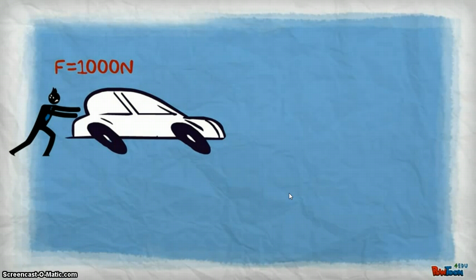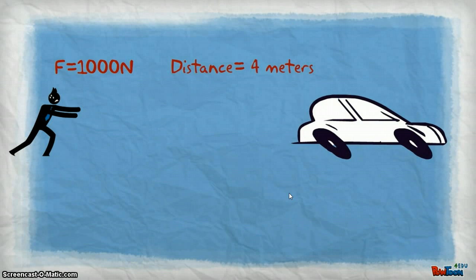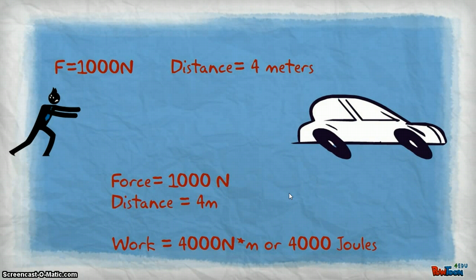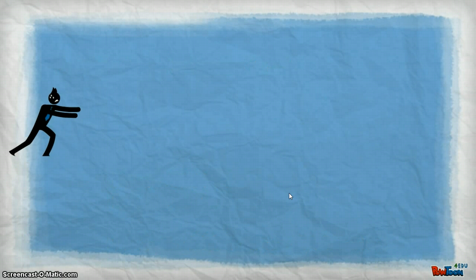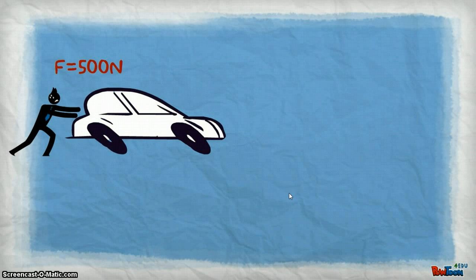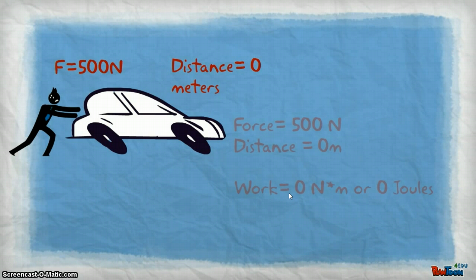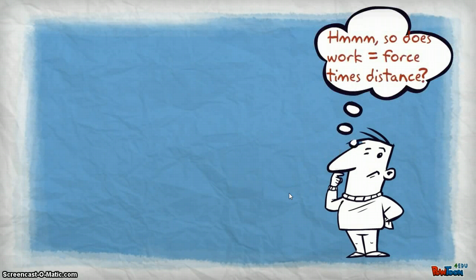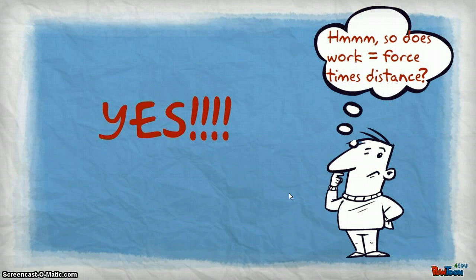It's about work. Pushing the car 4 meters. Car doesn't move. Not enough force. Distance is 0 meters. 0 work. So work, does it equal force times distance? You bet.